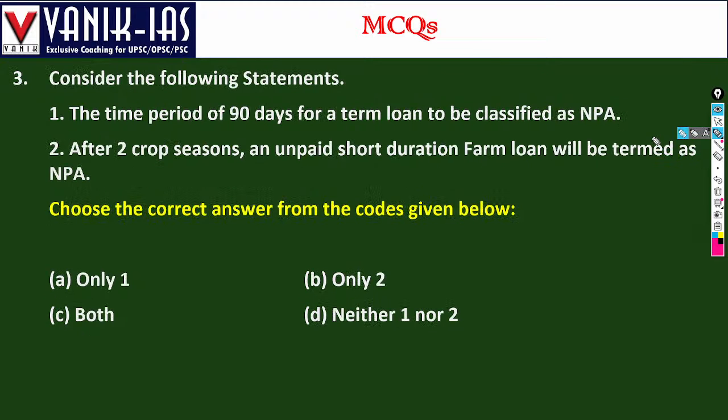The time period of 90 days for a term loan to be classified as NPA. Yes, NPA means you are not paying a loan for 90 days. After two crop seasons, an unpaid short duration farm loan will be termed as NPA, a non-performing asset.